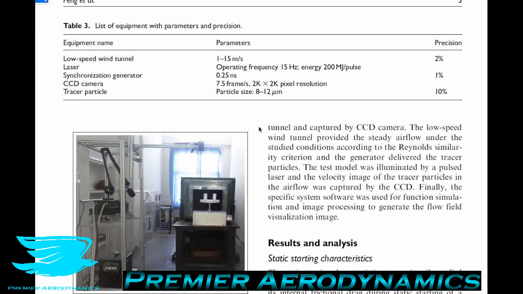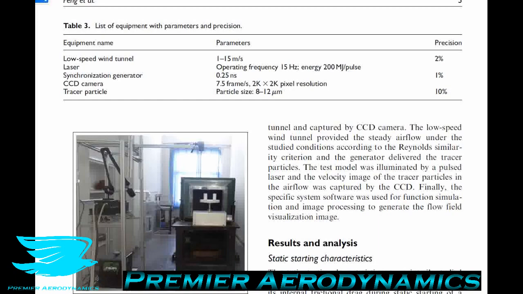The smaller these particles are, the less light that they will reflect, and the less light they reflect, the stronger the laser needs to be, and/or the more sensitive the camera needs to be. If we make these particles too big, then they'll start to fall out of the air, and they won't even follow the more turbulent regions, because the centripetal forces on them will make them fly out, and they won't follow the flow properly. So that's the balancing act there. In terms of 8 to 10 microns, that's pretty decent.